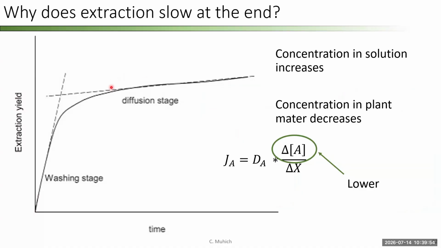So why is this diffusion stage sort of slow, and then it gets slower with time? It's going to asymptotically reach equilibrium. And this is because the concentration in solution increases, and the concentration in the plant decreases. So if I look at my flux out of the plant, my gradient, right? This change in concentration within versus without is shrinking. Okay, lower concentration difference, lower flux, slower extraction.